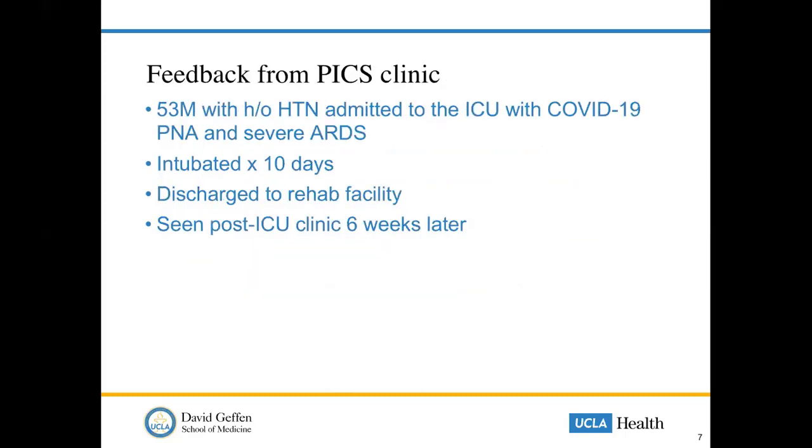So just to give you an example from our own post-ICU clinic, this is a patient, a 53-year-old man with a history of hypertension who was admitted to the ICU with COVID-19 pneumonia and severe ARDS. He was intubated for 10 days, prone for much of that time, and on neuromuscular blockade for some of that time. Multiple times during those 10 days, people did not think he was going to survive. He was discharged to a rehab facility and then seen in post-ICU clinic 6 weeks later.